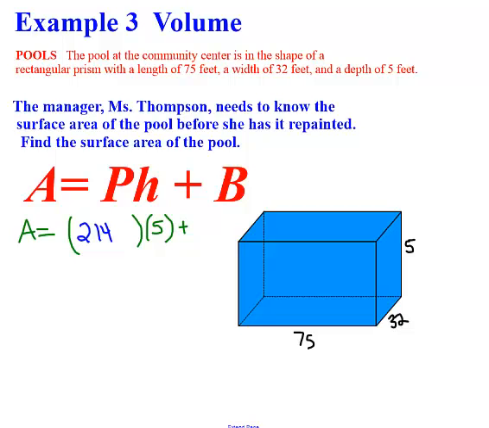And now I want to add that to the area of the base. So my area of the base will be 75 times 32, which is 2,400. So my surface area is going to be 3,470 feet squared.